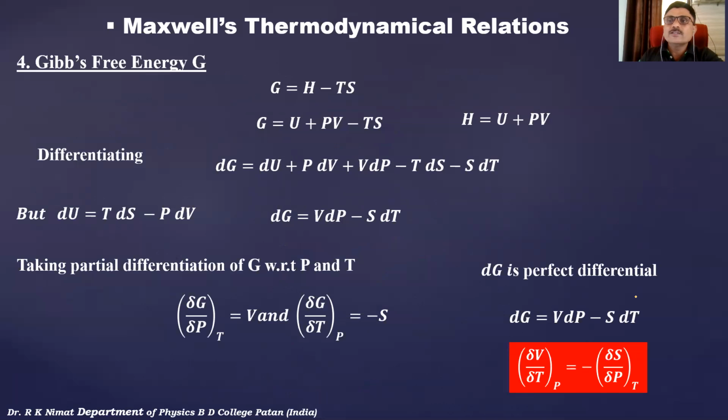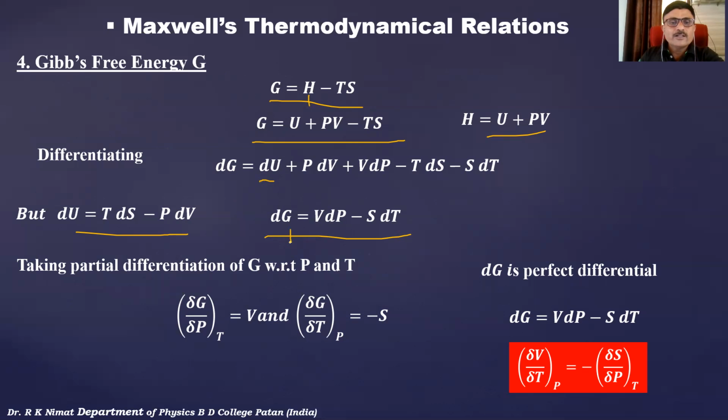And the last thermodynamic equation can be obtained by using the Gibbs free energy, which is given as G = H minus TS. Again, use the value of H = U + PV here. You will get G = U + PV minus TS. Now differentiate this equation, you will get dG = dU + P dV + V dP minus T dS minus S dT. Again, we know the value of dU is equal to T dS minus P dV. So use the value here and simplify. You will get dG = V dP minus S dT.